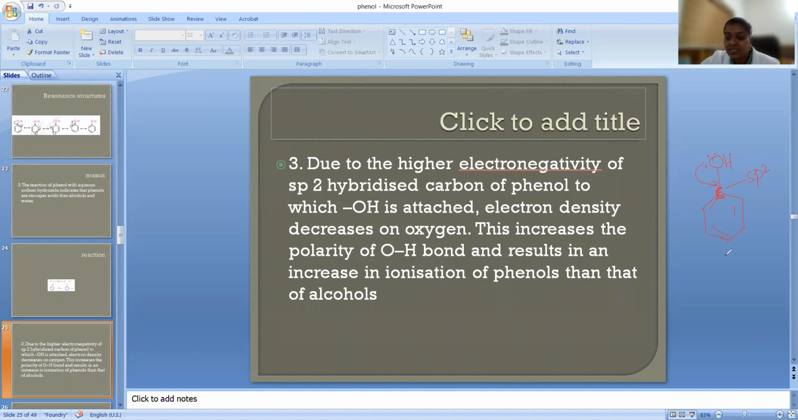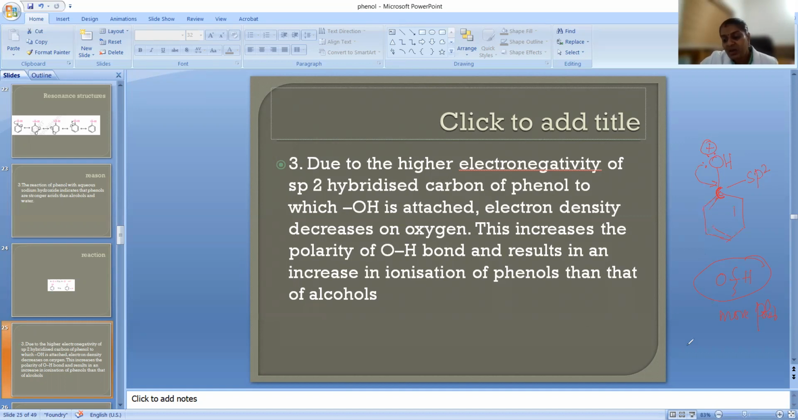That will be dragging towards the ring, so that it will get resonance structures and oxygen will get a positive charge. As the positive charge on the OH group increases, the OH bond becomes more polar. When it is more polar, the dissociation of H+ ion, or the removal of H+ ion, becomes more easy. So it will be acting as a better acid than the corresponding alcohol.